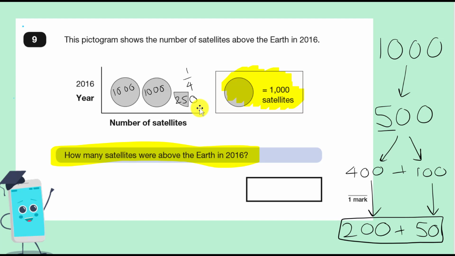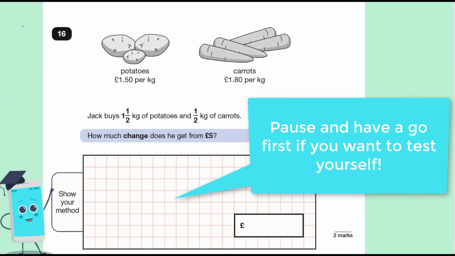Now I have labelled all of my circles and segments, I can add them up. So I've got 1,000, 2,000, 2,250. So my answer is 2,250. Here is an example of a question which is linked to the Year 5 National Curriculum.